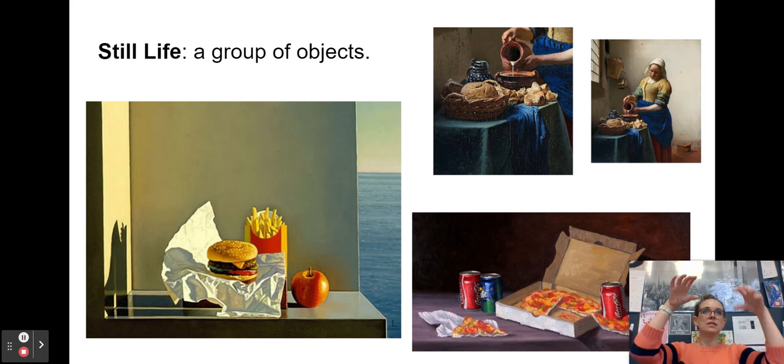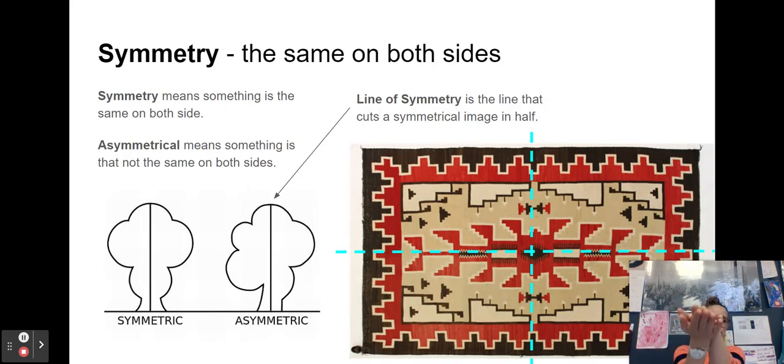Still life, say it with me, still life, a group of objects. Good. Symmetry, say symmetry. The same on both sides. Good. Put your hands together, close them. They're the same if you look at them from both sides. Now move one hand farther away, close them and open them. They're not the same on both sides. That's called asymmetry. Say asymmetry, not the same on both sides. Symmetry, the same on both sides.